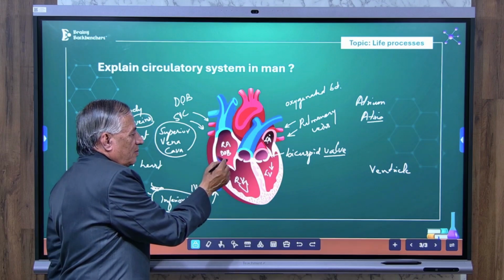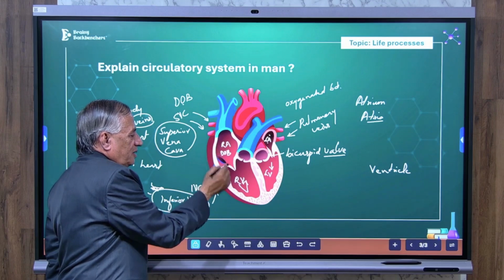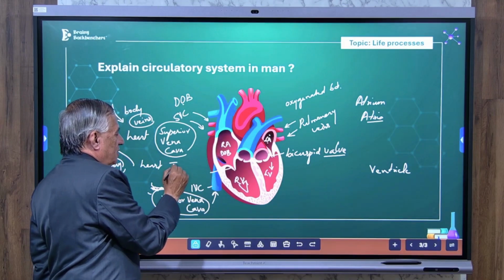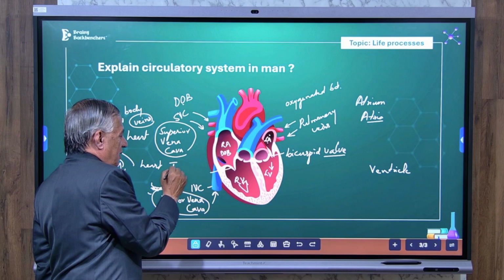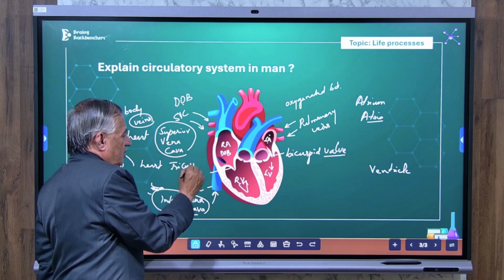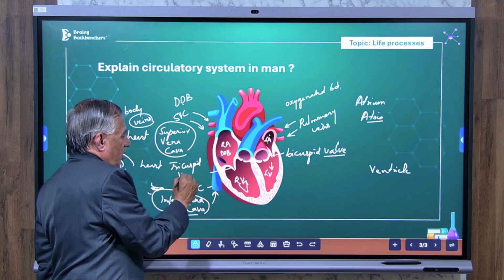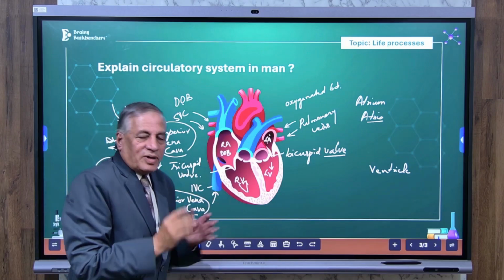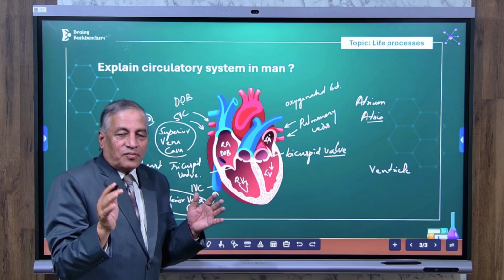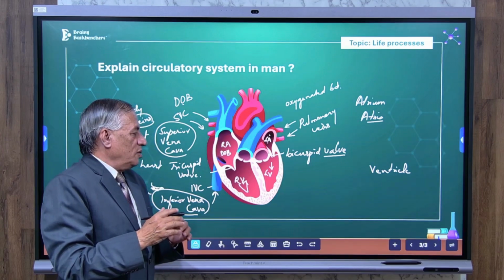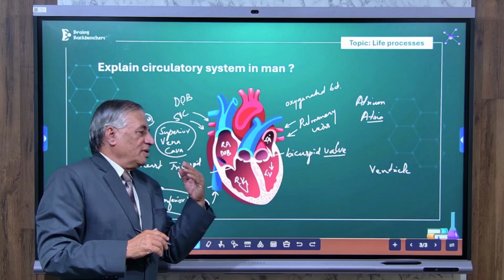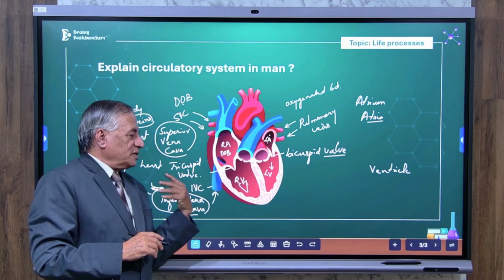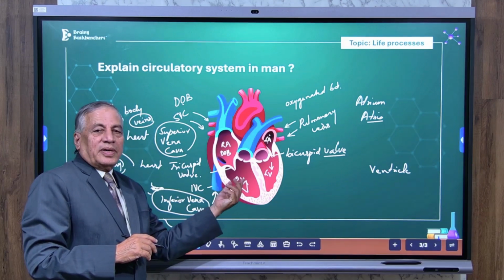Here, between right atrium and right ventricle, the valve is called the tricuspid valve. Finally, what happens when auricles are full with two types of blood? Left hand side, pure blood, oxygenated blood. Right hand side, deoxygenated blood, impure blood.